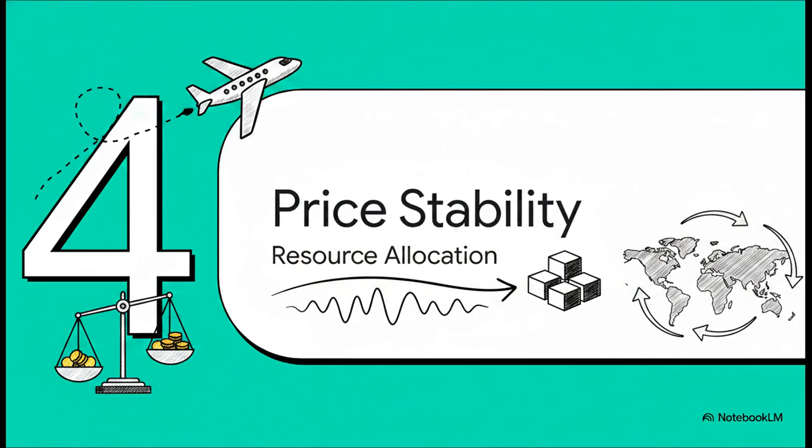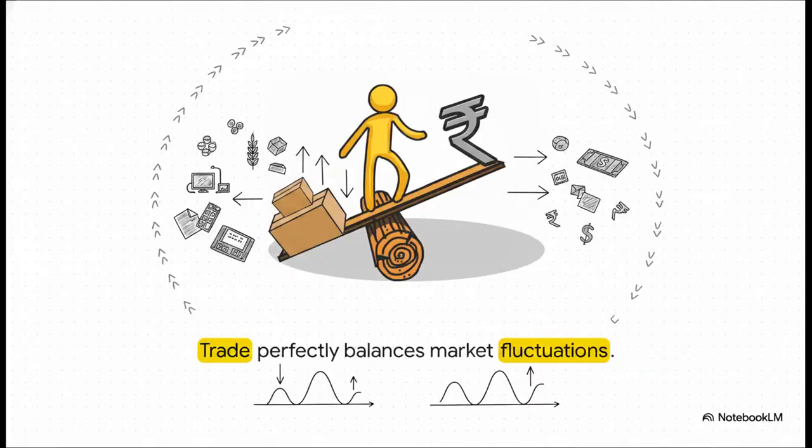Part 4. Allocation and price stability. International trade acts as an incredible economic shock absorber. Imagine you're balancing a seesaw. If there's a sudden domestic shortage of a crucial good, trade allows you to import it, perfectly balancing out that shortfall in supply. On the other hand, if you have massive overproduction locally, you can just export the excess. Trade perfectly balances these market fluctuations, fundamentally stabilizing local price levels for everyone.